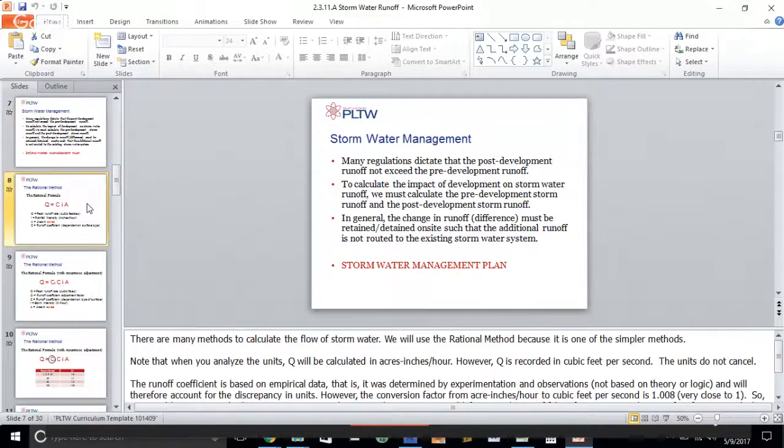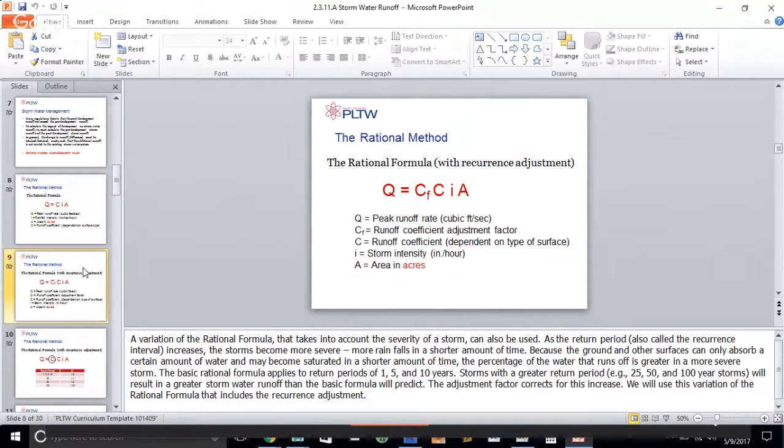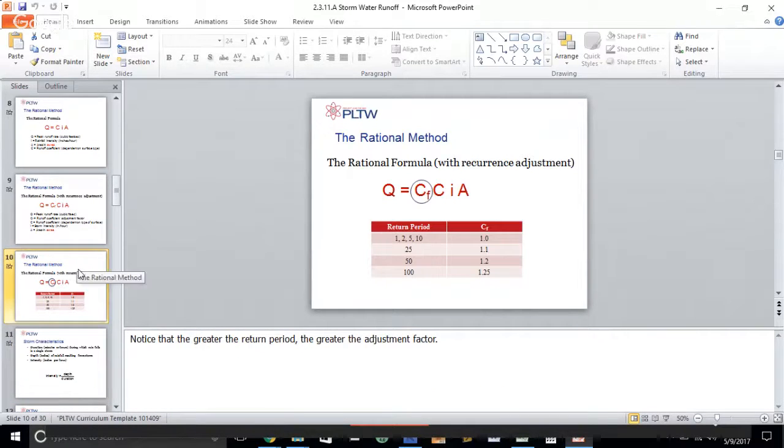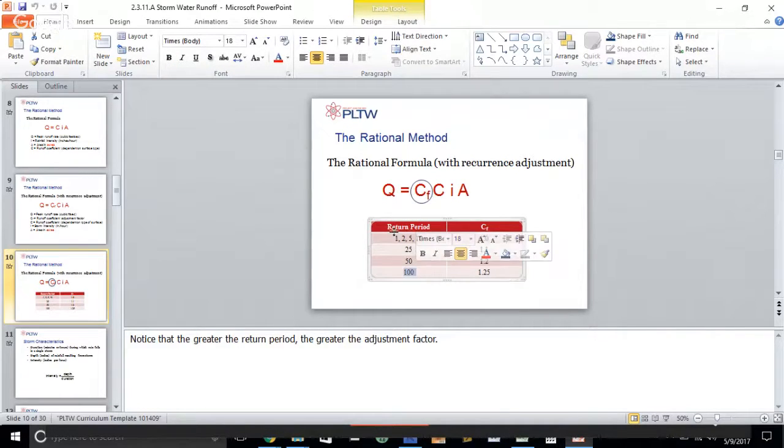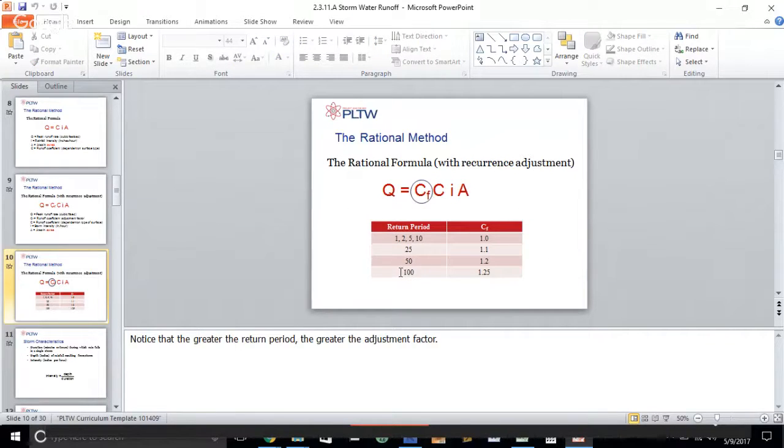This rational method can also be broken down to the rational method with a recurrence adjustment, a very simple runoff coefficient adjustment factor that we'll talk about later. With this factor, we're going to look at different return periods: a 100-year return period, a 25, or a 1, 5, and 10-year return period. This just means, in the likelihood that we have two really big storms right in a row, how likely is this, and should we beef up our development plans in order to plan for those recurrences? We're going to be solving for a 100-year storm in our question today, so we're going to use a coefficient of 1.25.